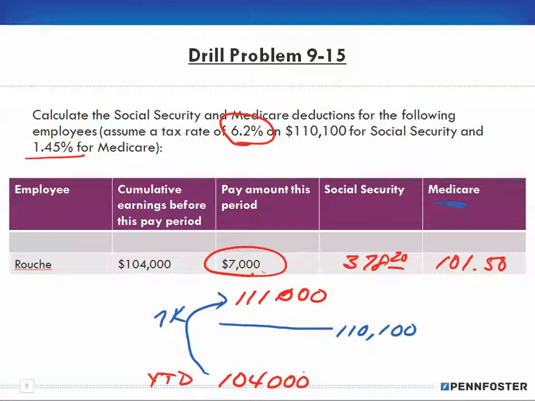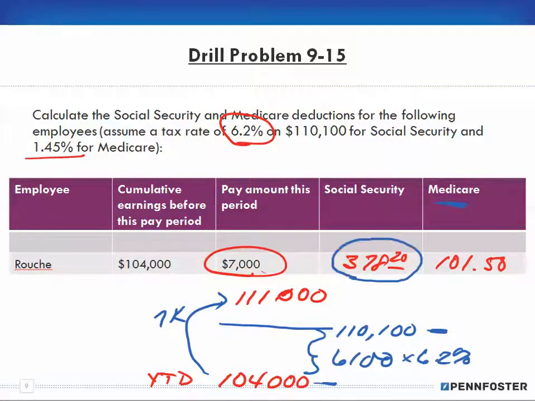He's only taxable on the amount between this 104,000 and this 110,100. The difference between these two is $6,100, and that's at 6.2%. So that's why he pays $378.20. This remaining amount of $900 is not taxable. And if he gets any additional paychecks, none of that will be taxable either. Okay. All right.